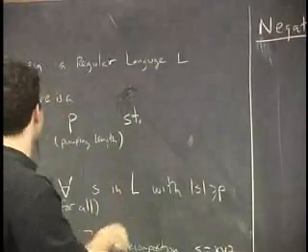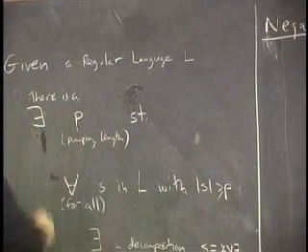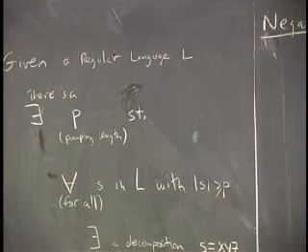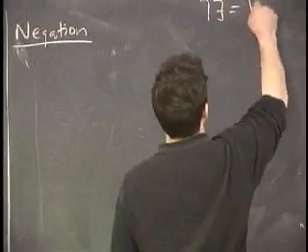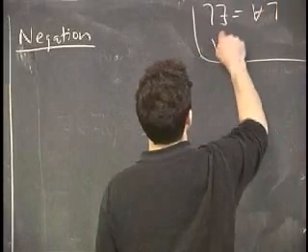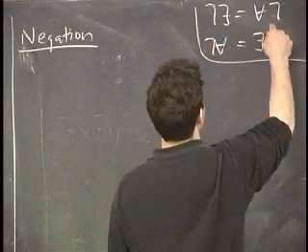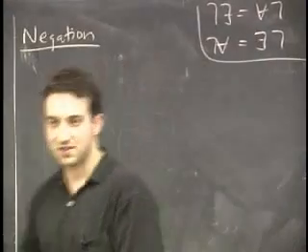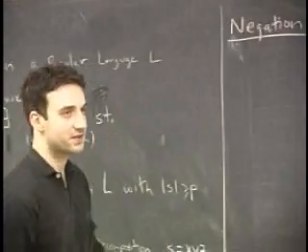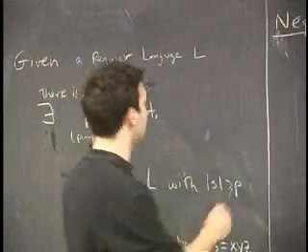You reverse them. Whenever you push a not through a quantifier, it changes it from an exists to a for all. So not there exists equals for all not, and not for all equals there exists not. So when you push a not through a quantifier, it changes its type. So what's the negation?